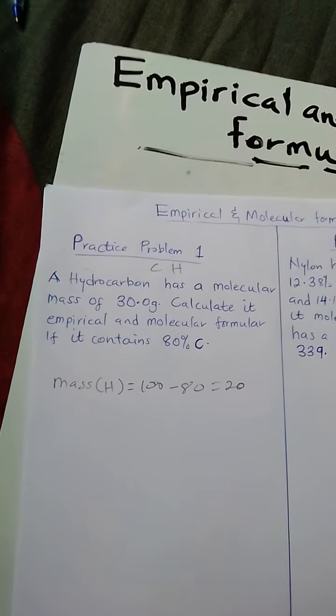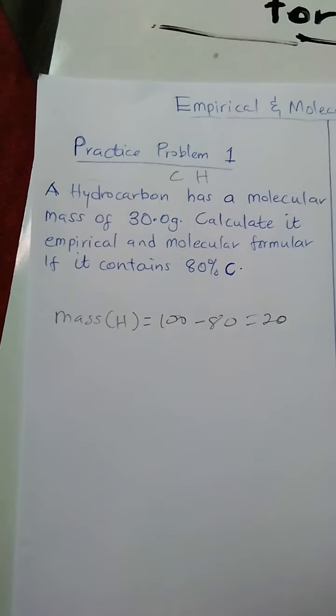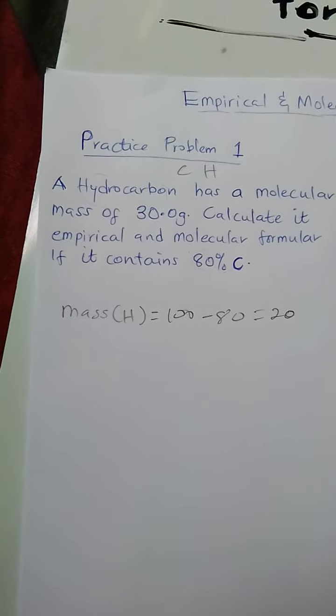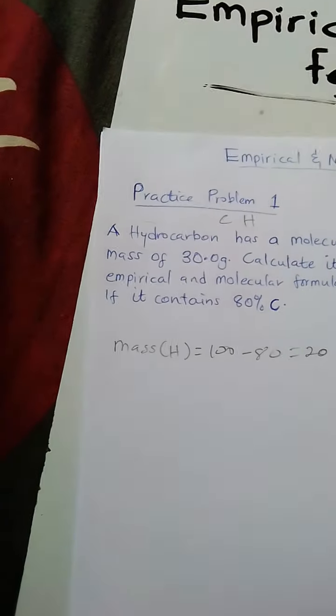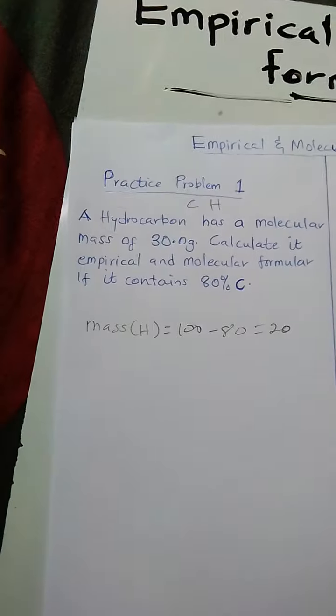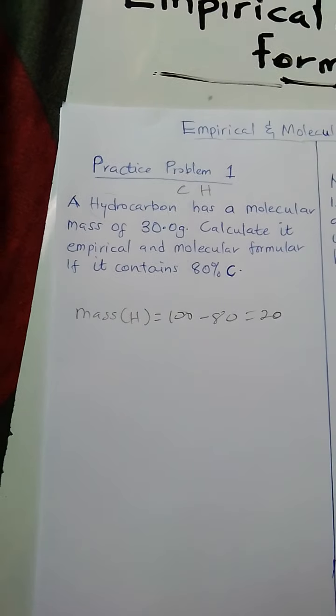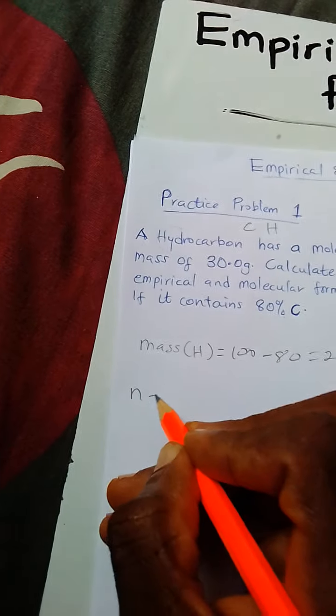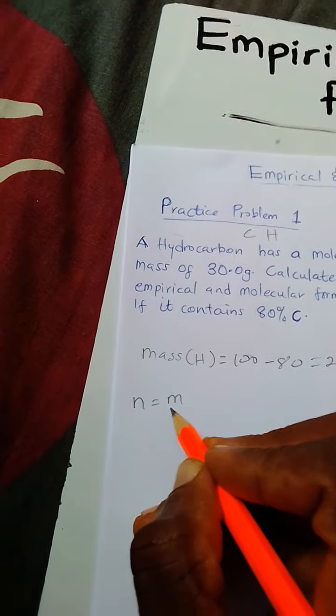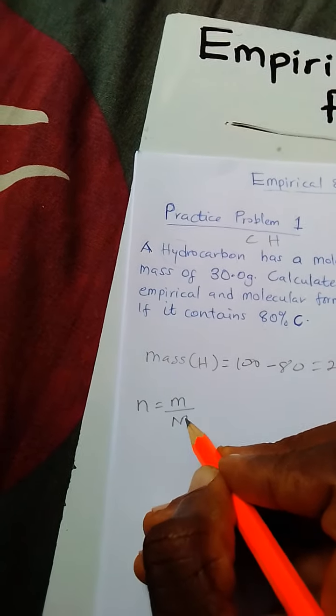The first step that you have to do when you are given the masses of the elements in a compound to deduce the empirical and molecular formula is to first find the number of moles of each of the atoms in a molecule. And the number of moles is given by the mass over molar mass.